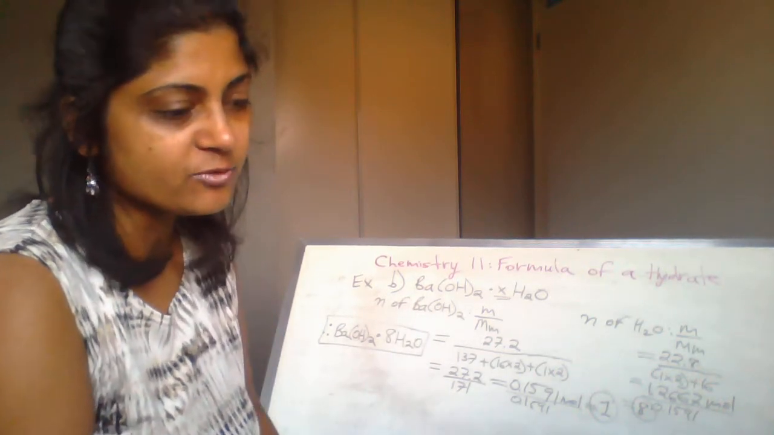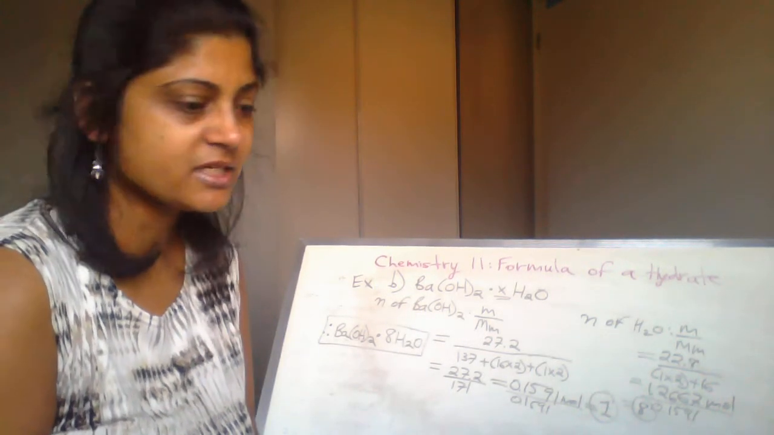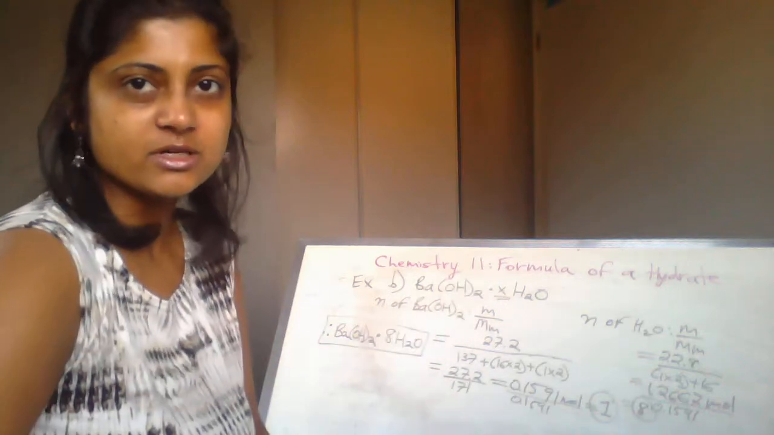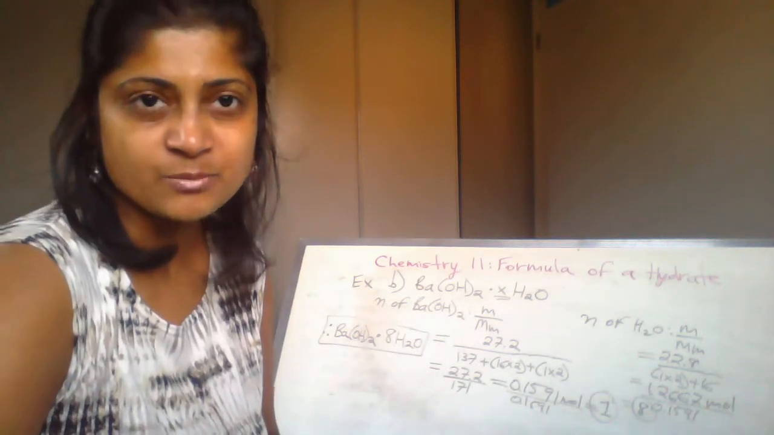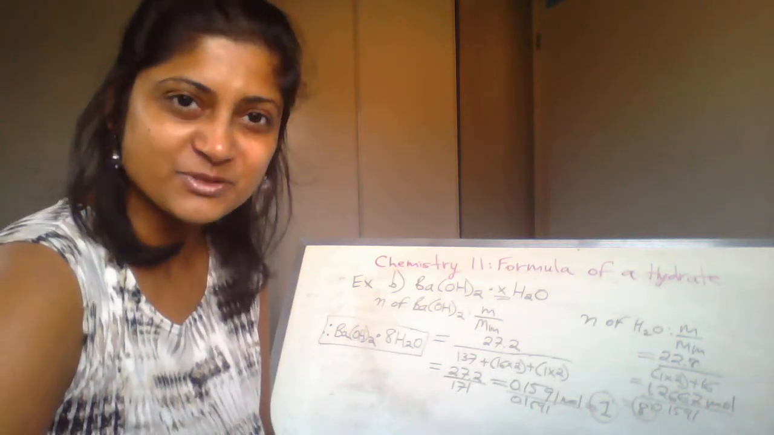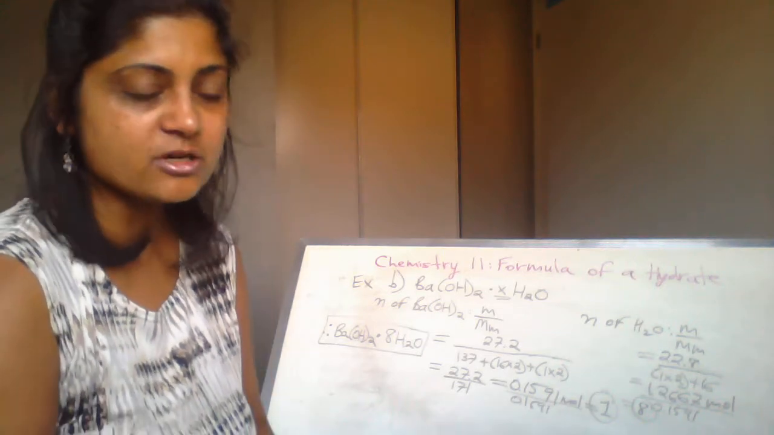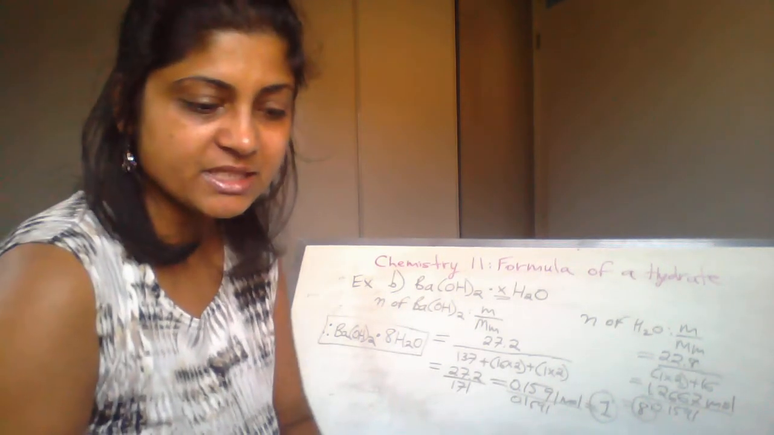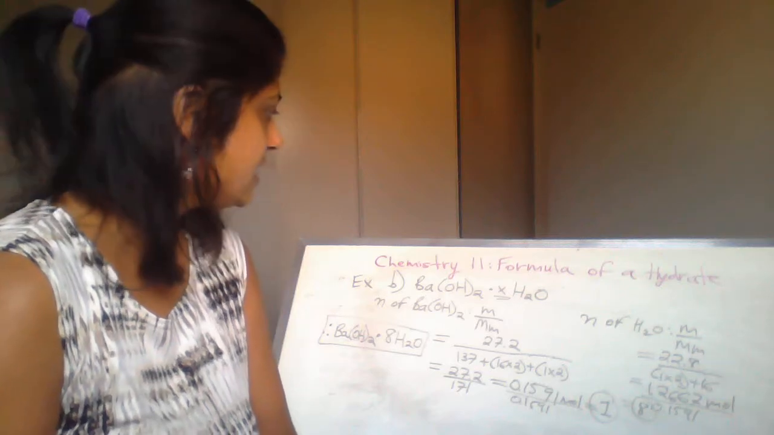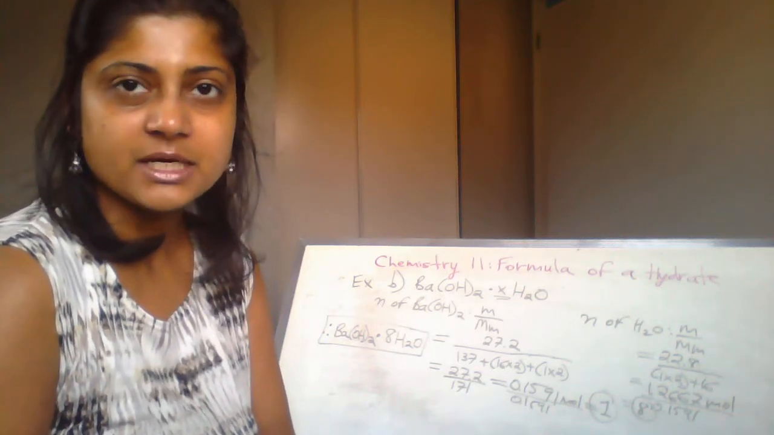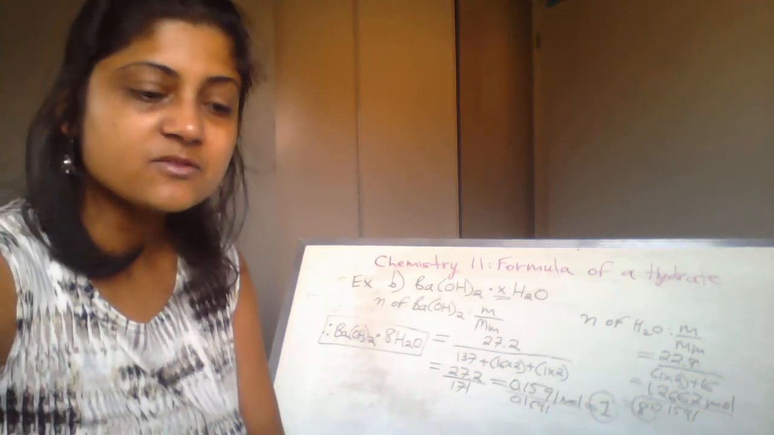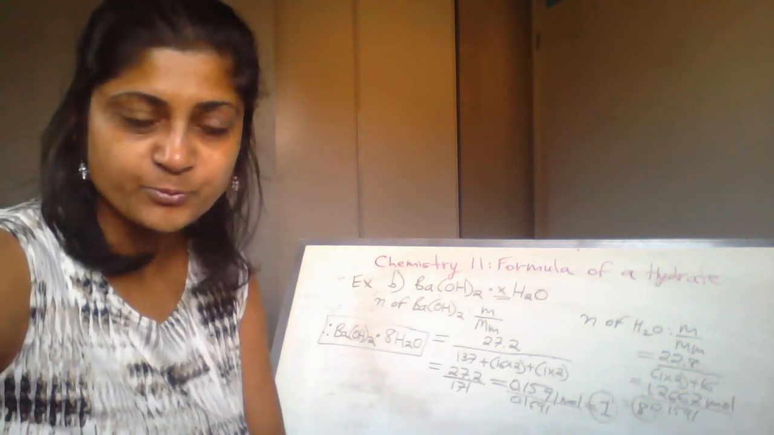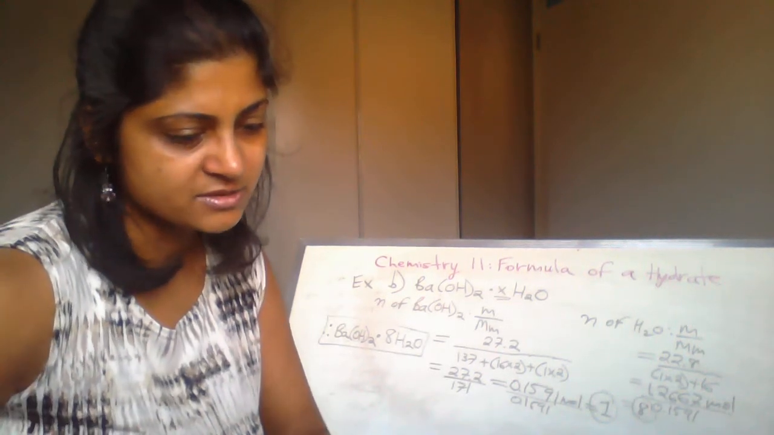Okay, and that's all you're looking for. It just says find the value of X in this compound of barium hydroxide times X number of water molecules. That's how you're solving it. It's just like the empirical formula again. You're just going to divide by the smallest number of moles, and that gives you the smallest whole number ratio for that compound.